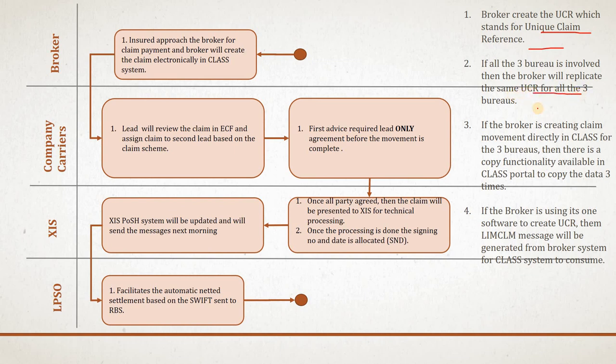So sometimes what happens is the particular risk is placed in Lloyd's, ILU and LIRMA, and if a claim arises, then the broker will create 3 variations or 3 versions of the same claim for Lloyd's, ILU and LIRMA. If the broker is creating the claim movement directly in the class for the 3 bureaus, then there is a copy functionality available in the class portal to copy the data 3 times.